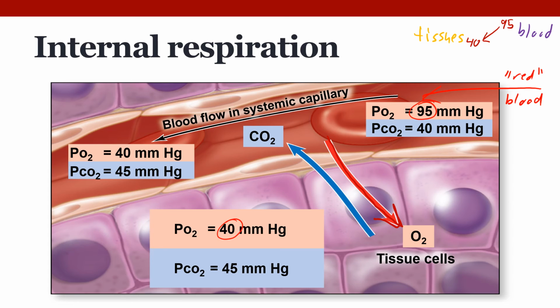And as oxygen leaves the blood, the oxygen concentration in the blood falls until it equilibrates with that 40 in the tissues, and so we have blue, low oxygen blood leaving the tissue on the other side.